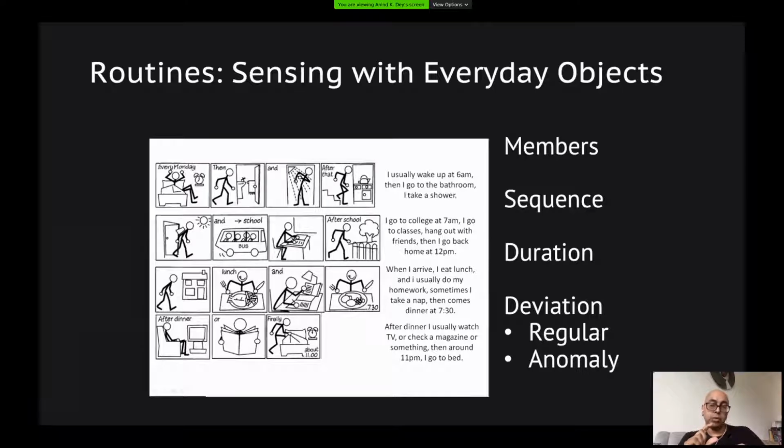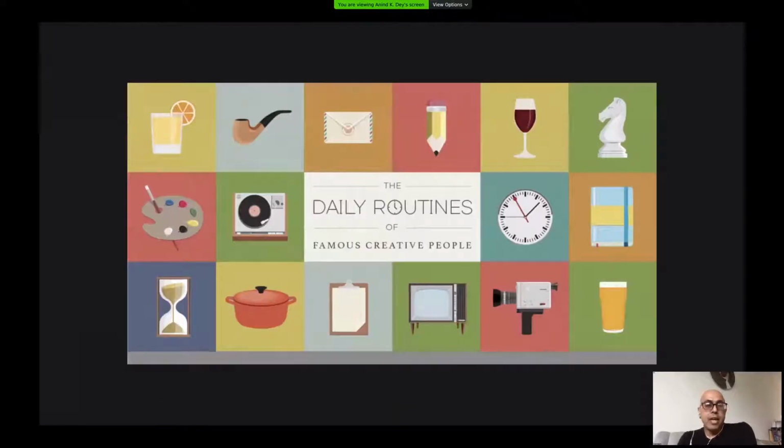And each one of these routines and deviations, whether they're small or large, regular or anomalous, are really critical for understanding people's different situations, and particularly what I care about is their health situation. There was this really great book, and since then a web visualization that was produced about 3 or 4 years ago, called The Daily Routines of Famous Creative People.